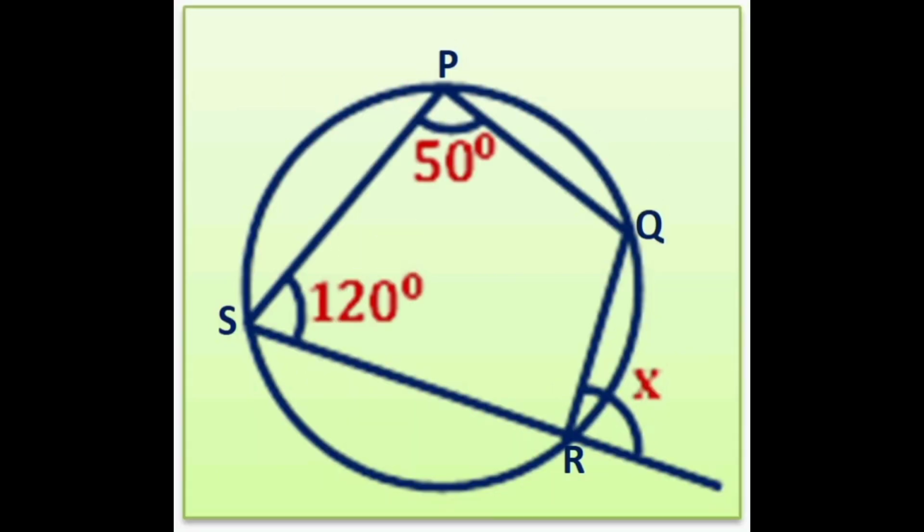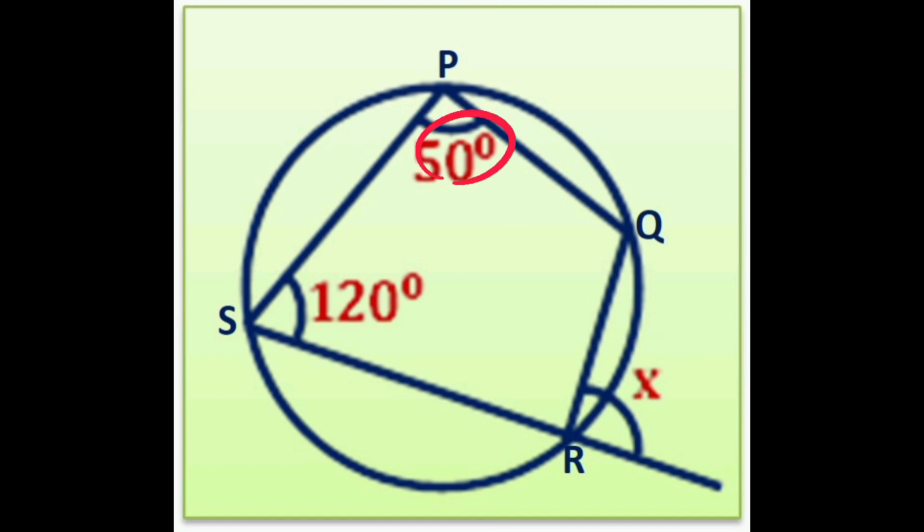Look at this diagram on the screen. Angle P is 50 degrees and is opposite to angle R. Now, from the first theorem you learned, you know that angle R is supplementary to angle 50 degrees. Therefore, angle R is 130 degrees. But can you see angle X? Angle X is said to be an exterior angle opposite to the interior angle P.